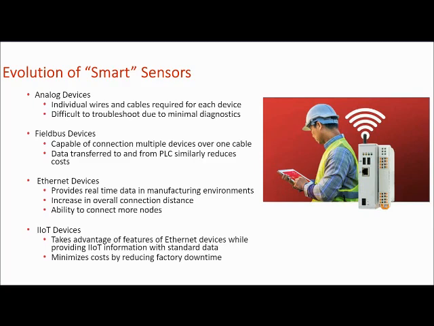Lastly, we have IoT devices, and these are very much an expansion on Ethernet devices, except they provide the Industry 4.0 type information that a lot of customers are looking for now. So with that, these IoT devices will help minimize the cost by reducing factory downtime.